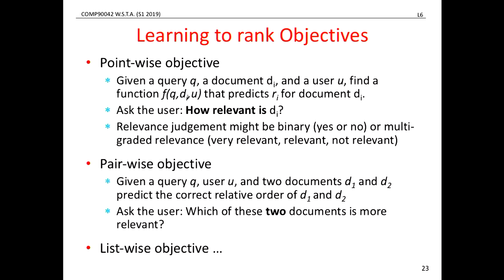For the pairwise objective, you're given a pair of documents, and you're asking, should document 1 rank higher than document 2? If it's got more clicks on document 1 versus document 2, then you treat that as a positive instance. And again, you can treat that as a binary classification task.